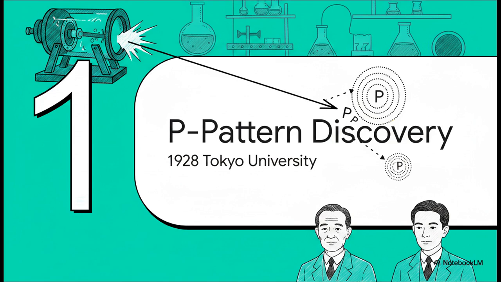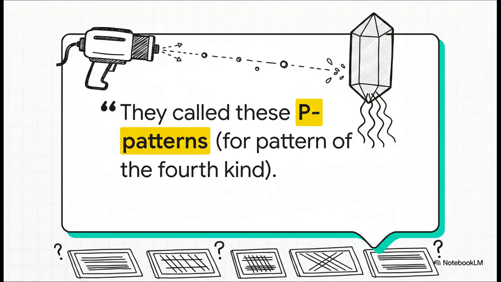Let's travel back to 1928 at the Imperial University of Tokyo. Our story starts with a researcher named Shoji Nishikawa and his 26-year-old protege, Seishi Kikuchi. They were out there exploring the brand new frontier of electron diffraction. They were firing a beam of 50 kiloelectron-volt electrons at a calcite crystal. But they didn't quite get what they expected. Instead of the usual X-ray spots they were used to seeing, they found these incredibly strange pairs of parallel black and white lines. Completely unsure of what they were looking at, they basically just dubbed them P-patterns, which was short for pattern of the fourth kind.